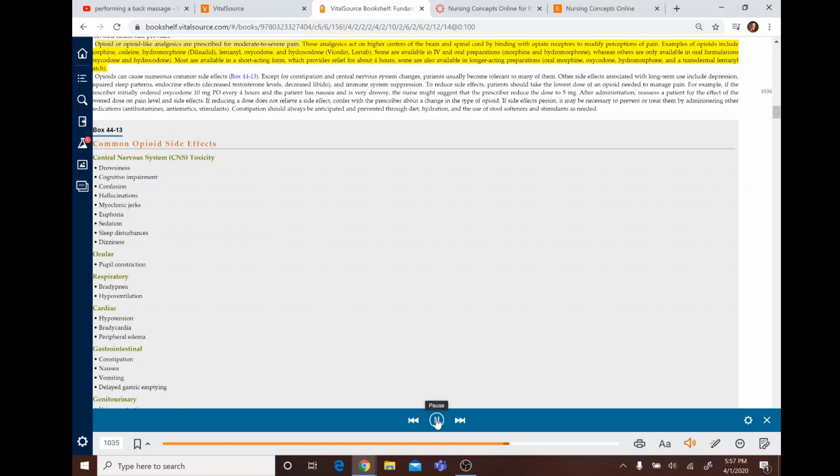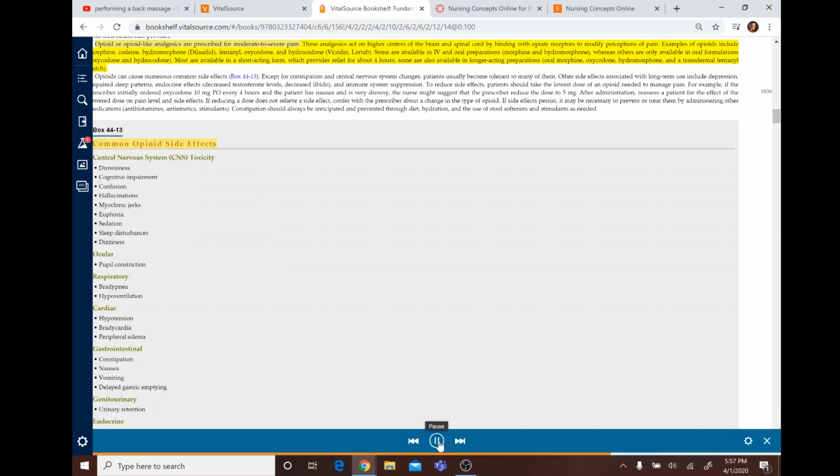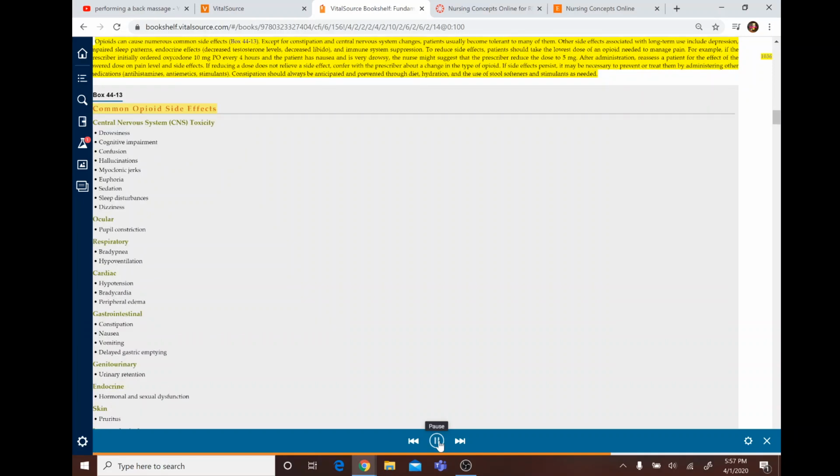Most are available in a short-acting form, which provides relief for about 4 hours. Some are also available in longer-acting preparations: oral morphine, oxycodone, hydromorphone, and a transdermal fentanyl patch. Opioids can cause numerous common side effects, Box 44-13. Except for constipation and central nervous system changes, patients usually become tolerant to many of them. Other side effects associated with long-term use include depression, impaired sleep patterns, endocrine effects, decreased testosterone levels, decreased libido, and immune system suppression. To reduce side effects, patients should take the lowest dose of an opioid needed to manage pain.